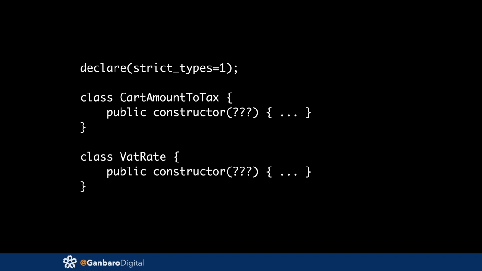We need to create a class for each of our two types. And because they're values that need to be initialized, each of these classes needs a constructor. So these constructors are going to need some parameters.